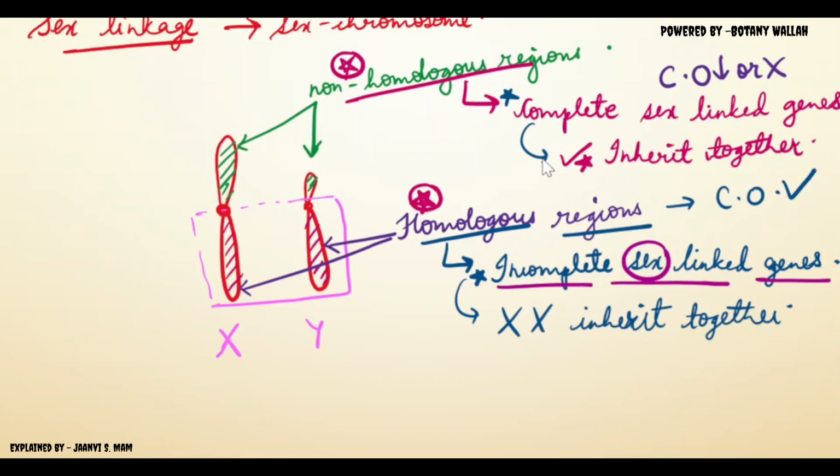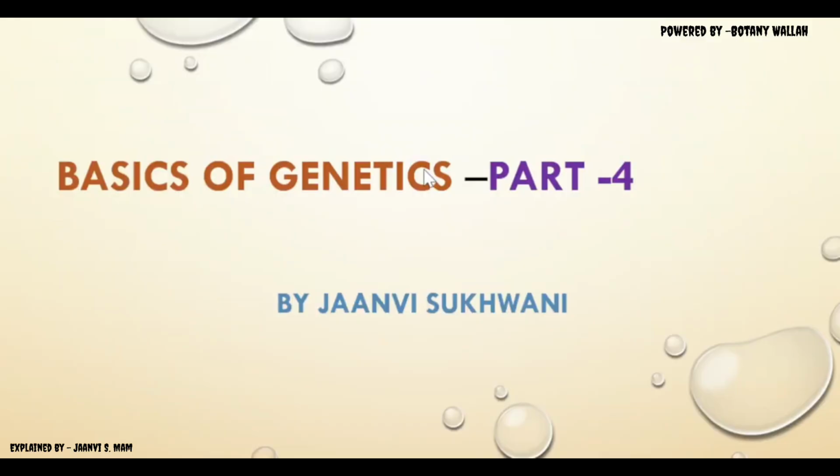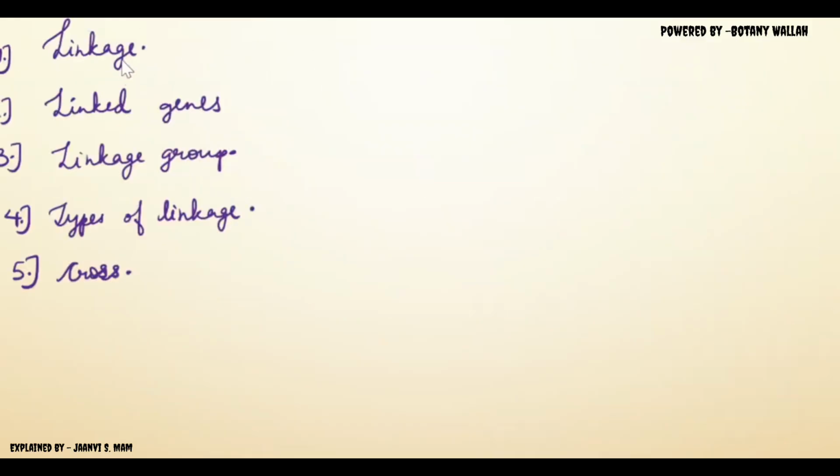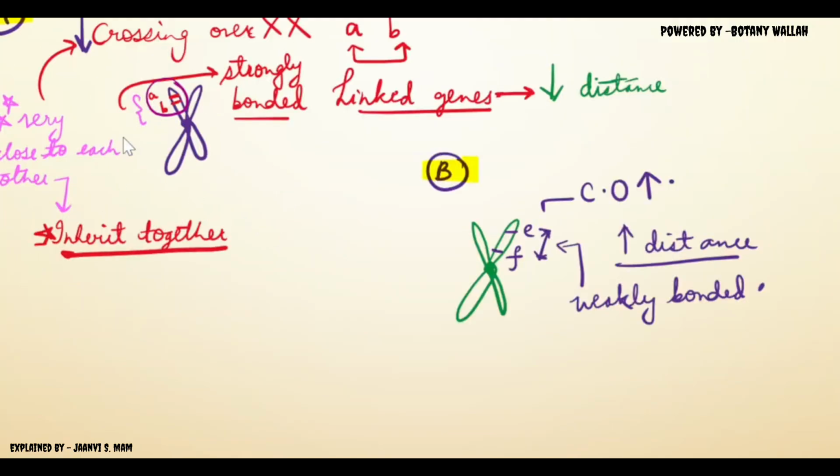Understood? So this is about complete linkage and incomplete linkage. I told all those things, so this is the first part. We spoke about linkage, linked genes, and the types of linkage. Now we will speak about the linkage group. What is a linkage group?